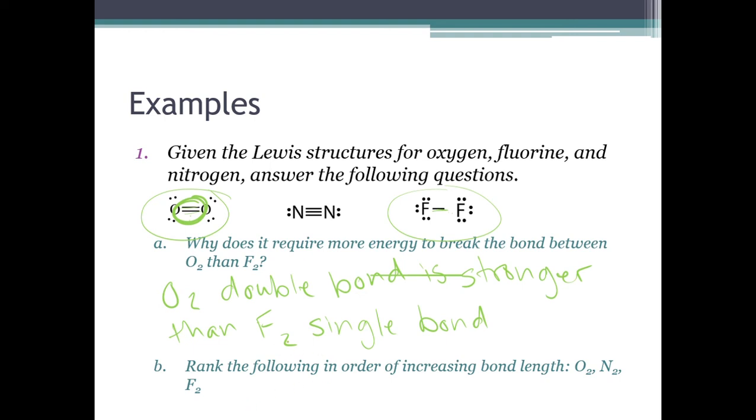All right, letter B says rank the following in order of increasing bond length. So shortest bond to longest bond. Shortest bond is going to be the strongest one, the one with the most electrons holding them together. That's going to be this guy. This is going to be the shortest bond because it's the strongest one. It's a triple bond. Then we have O2 is going to be a medium length because it's got a double bond, two pairs of electrons. F2 is going to be the longest bond. It's the weakest bond. It's got one pair of electrons holding it together. Pretty easy to break, and these are pretty spread apart. So that means that it's going to be N2, and then O2, and then F2.